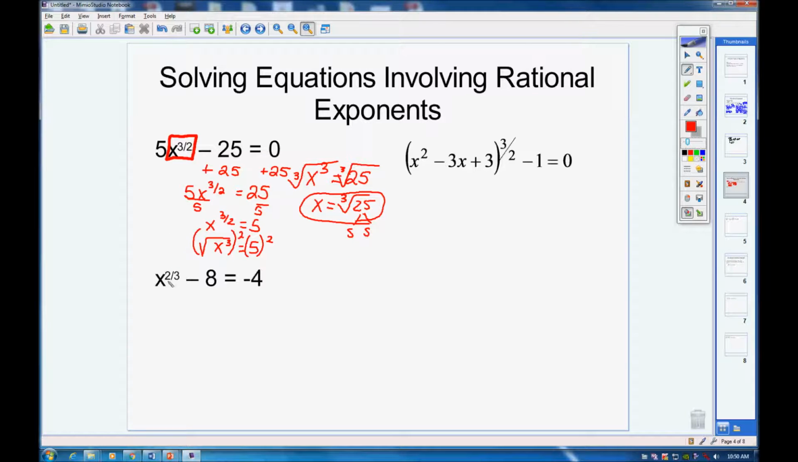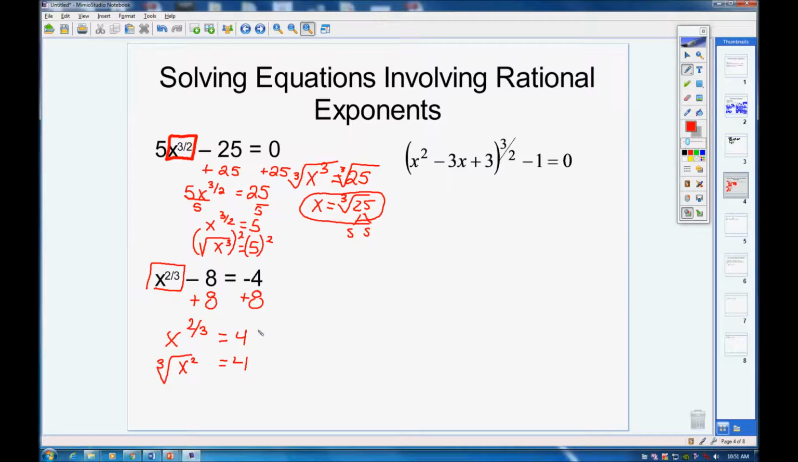For this one here, we're going to now isolate x to the 2/3, kind of like the square root method. Get that x isolated. So we're going to add 8 to both sides. So what I end up with is x to the 2/3 equals 4. Okay, so let's rewrite this. The cube root of x squared equals 4.